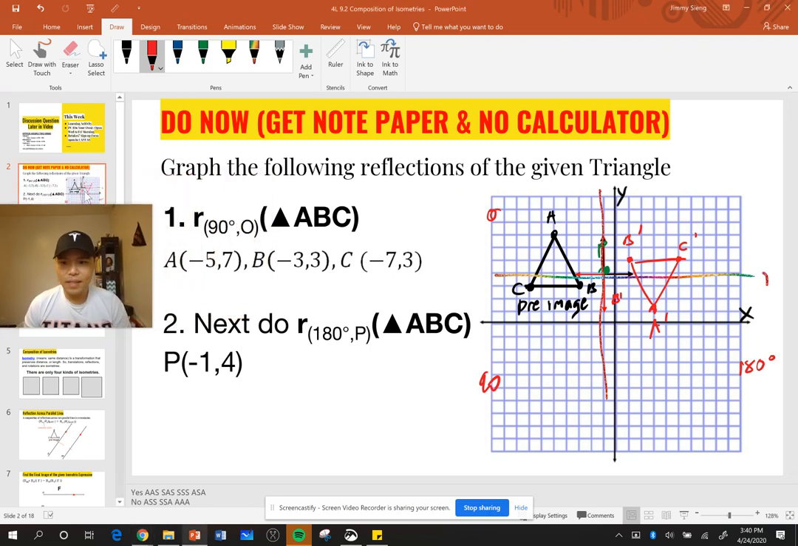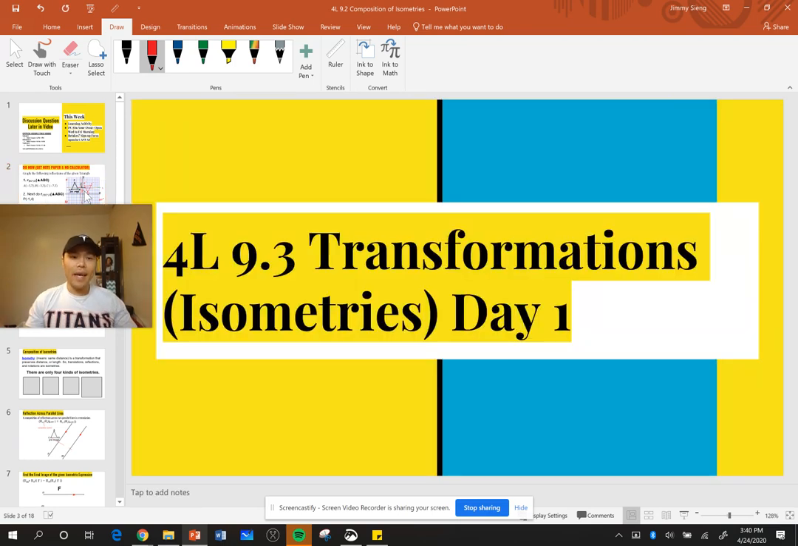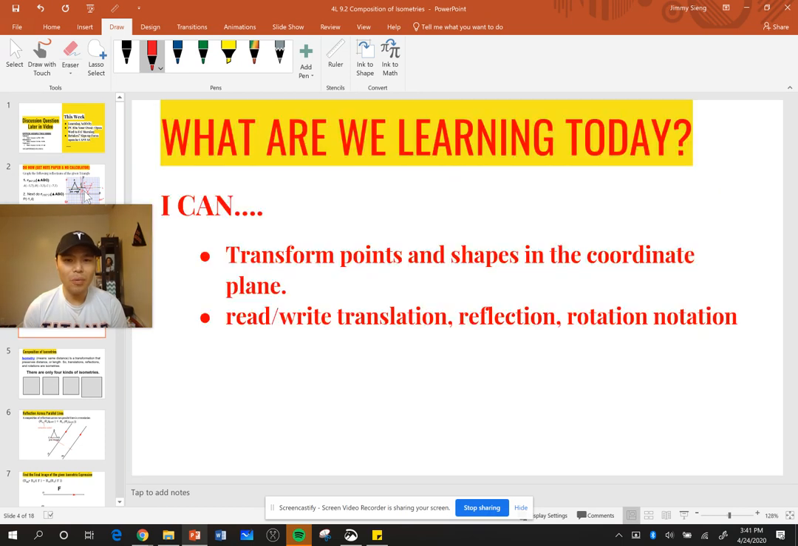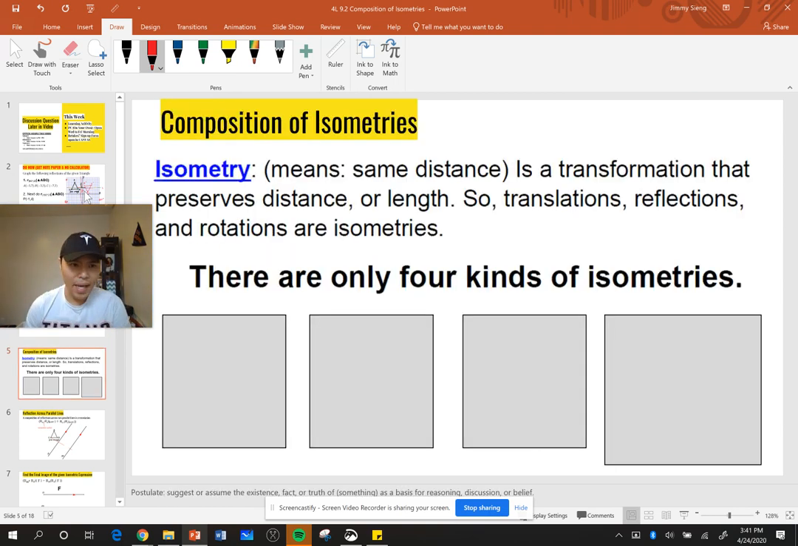Let's get into the lesson now. We're actually going to go into now combining everything we learned last week and the week before with translations. And we're going to call these isometries, isometric movements. Fancy word, isn't it? But all that is just multiple movements. You should be able to understand all the points and shapes in the coordinate plane. You transform them all and also be able to understand notation, okay?